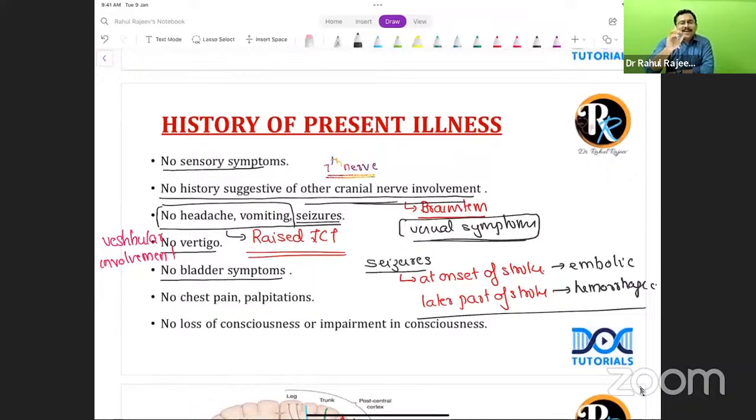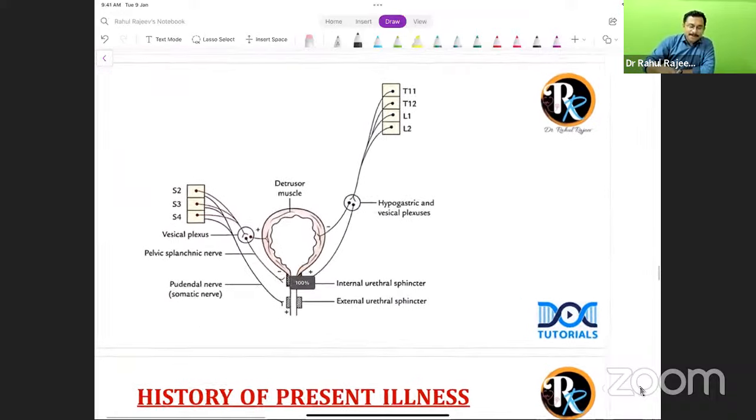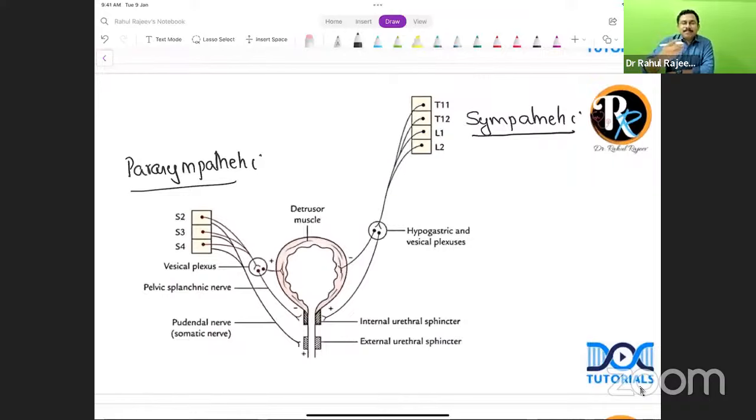No bladder symptoms. So bladder getting involved in stroke is relatively less common. Why is it less common? Because the bladder has bilateral innervation. I know that in your physiology lessons you learned about the bladder reflex arc, but at that time the emphasis was mostly on the sympathetic and parasympathetic contributions. The sympathetic supply is from the T11, T12, L1 and L2 segments, and sympathetic helps in storage of urine. How? It will relax the detrusor muscles and contract the urethral sphincter.